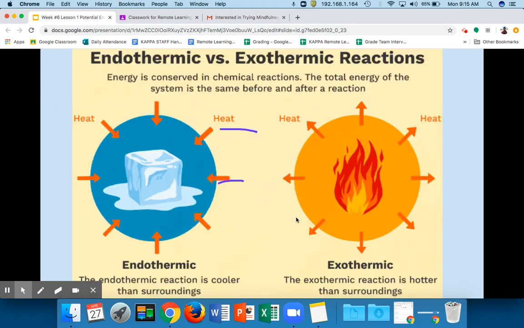So if we look at the right side of this picture, an exothermic reaction is when anything is burned. That is an exothermic reaction happening. Also, some chemicals, when you mix them together, they actually do get hot to the touch. And some chemicals, when you mix them together, they feel cold to the touch.